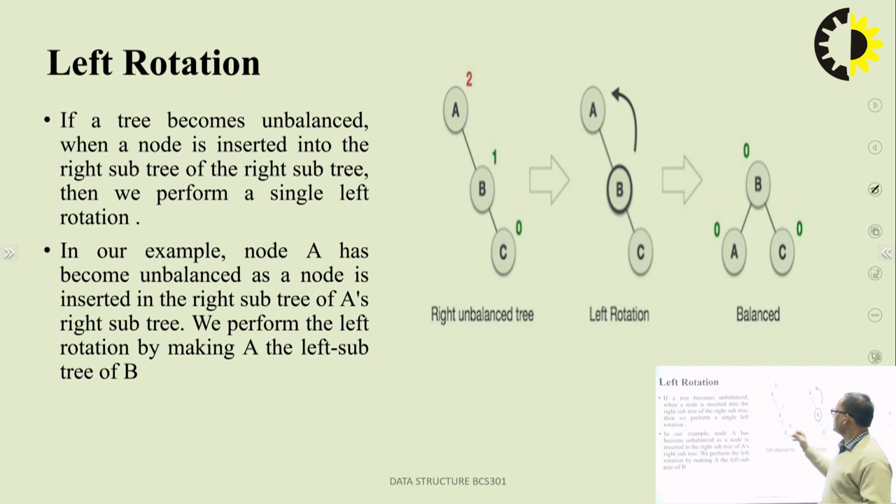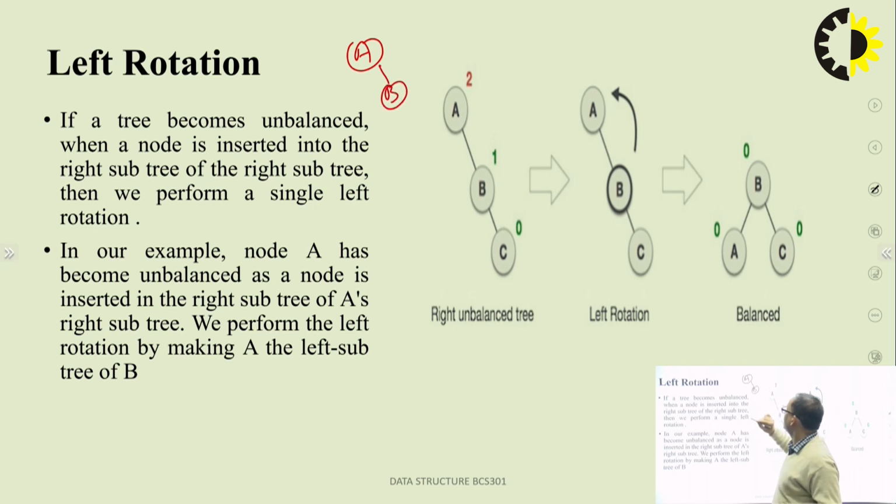Suppose this tree is given. Here the node is A, and node B is in the right of node A. We insert a new node B here. So the balance factor of B is 0, and the balance factor of A is -1. Now, suppose we are inserting a new node C here. Now the balance factor of C is 0, the balance factor of B is now -1, and the balance factor of A is -2. This is -2 and -1.